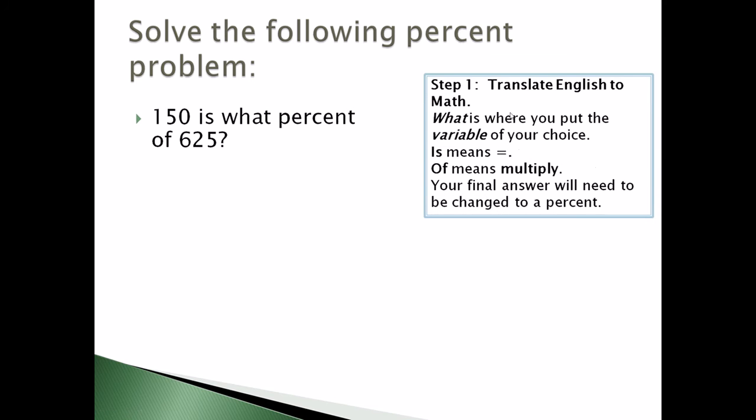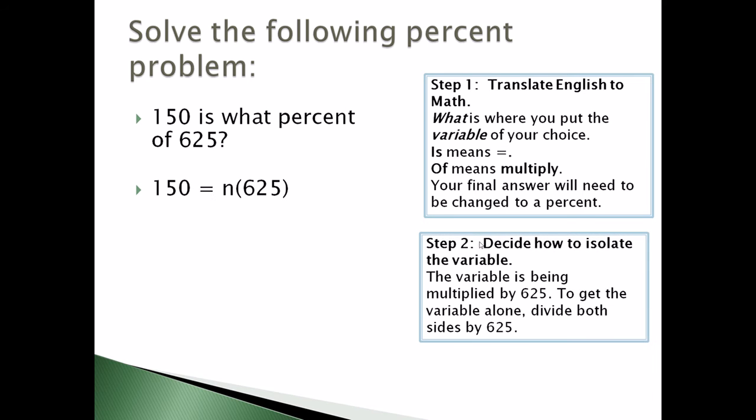So step 1 again states translate English to math. This one has a little extra note here. Your final answer will need to be changed to a percent because it says 150 is what percent. So let's start translating. So I have 150 is, means equals. What percent? I'm going to just put a variable there. Of, so times 625. So 150 equals n times 625.